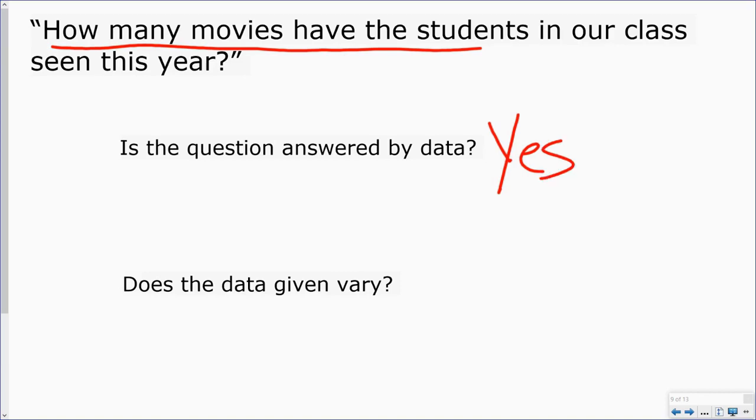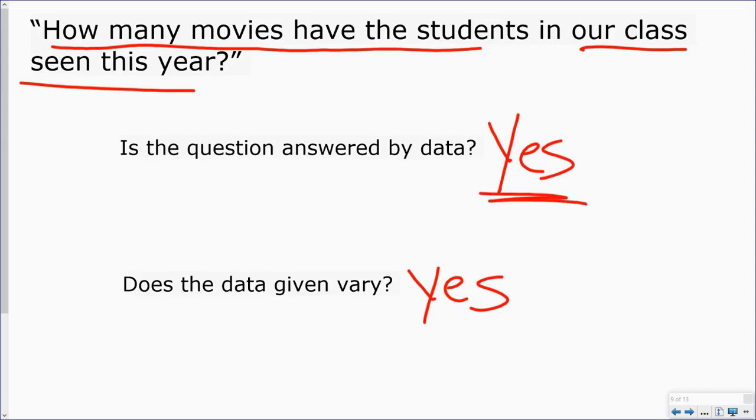Does the data given vary? Well, it says our class seen this year, so that could be 30 people, that could be 25 people, that could be 100 people. So yes, this data varies. So this would be a statistical question because both of these answers are yes.